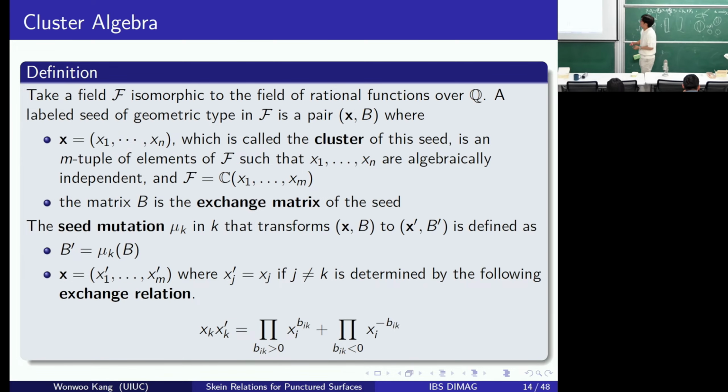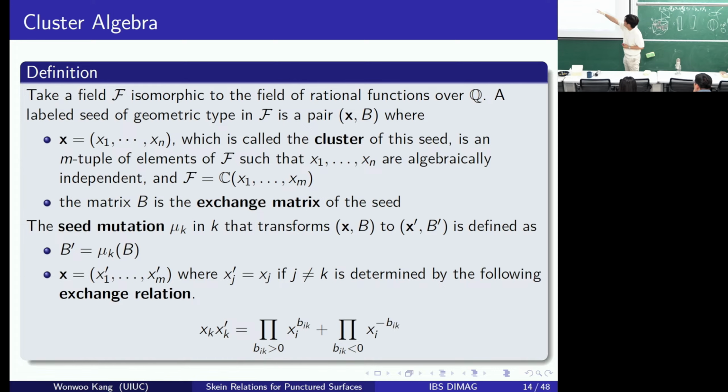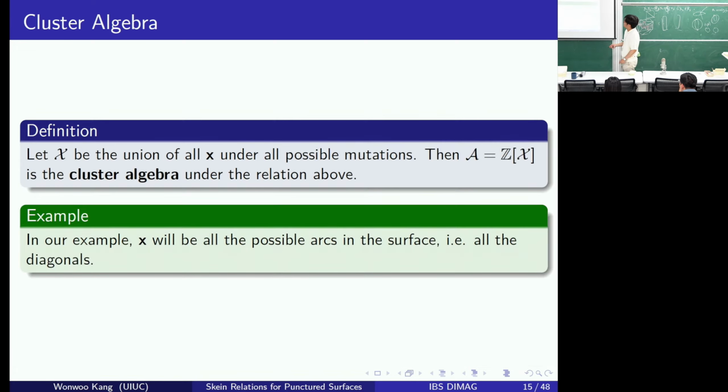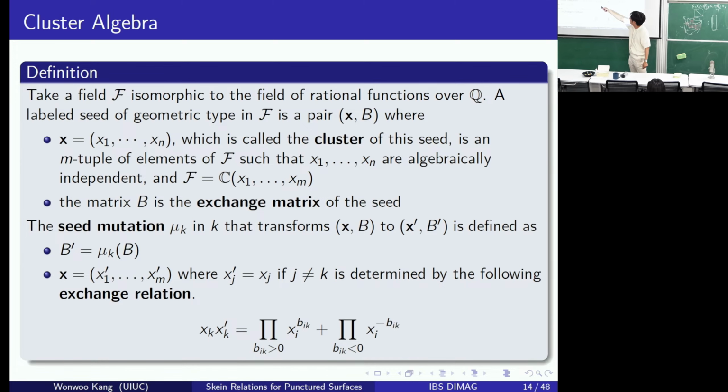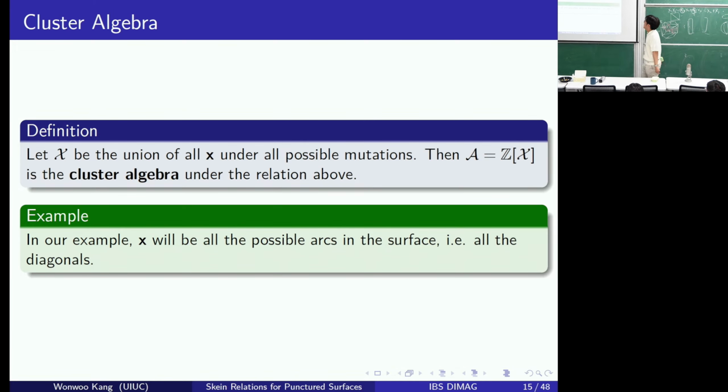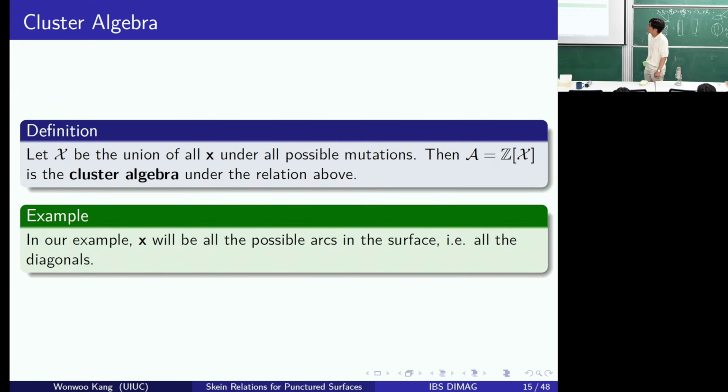Okay, so let's jump to the definition. The variables I stated will be called the cluster, and B is the exchange matrix. And the mutation is the mutation that I showed earlier. So B prime is the mutation of the exchange matrix, and there is the exchange relation that I showed earlier, which is more like a generalization of the Ptolemy relation. So if you collect all the x's possible here, and define a ring over Z, then it's called a cluster algebra.